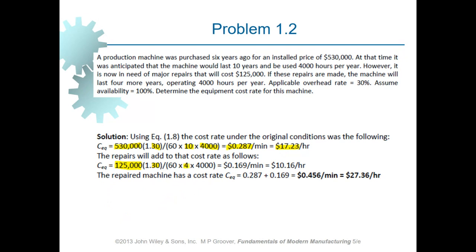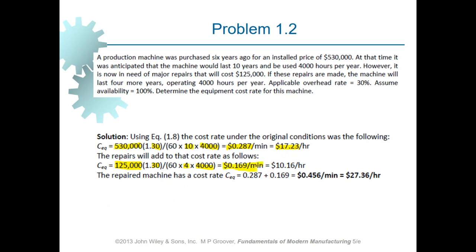However, after 6 years, if we repair the machine, it will be working for the remaining 4 years and not for 10 years. So instead of n of 10, the value of n will be 4. Again, it is mentioned that it will be working for 4,000 hours in a year. So it will be sitting there. It gives us a different CEQ value of this much.